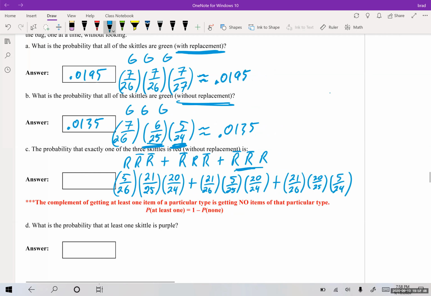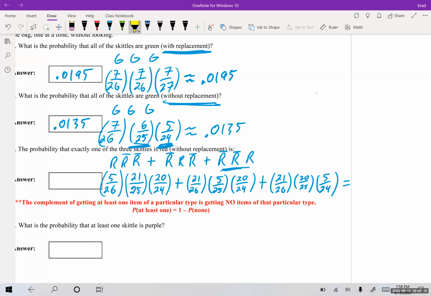Right? So when we do all of this, if you guys notice the numerator is 21, 25, 21, 25. Look at the denominator. 26, 25, 24, 26, 25, 24, 26, 25, 24. Now they're all in different orders, but technically, they're the same fractions 3 times. So what I'm going to do is I'm just going to find one of them, and then I'm going to multiply by 3, and that'll basically account for all of those.